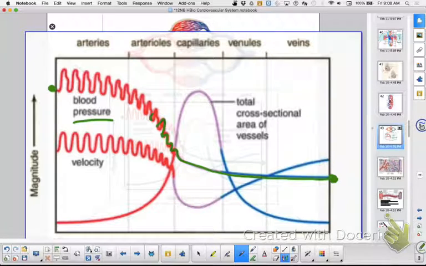Now, let's talk about why this is so adaptive. Where is the blood then moving the slowest?